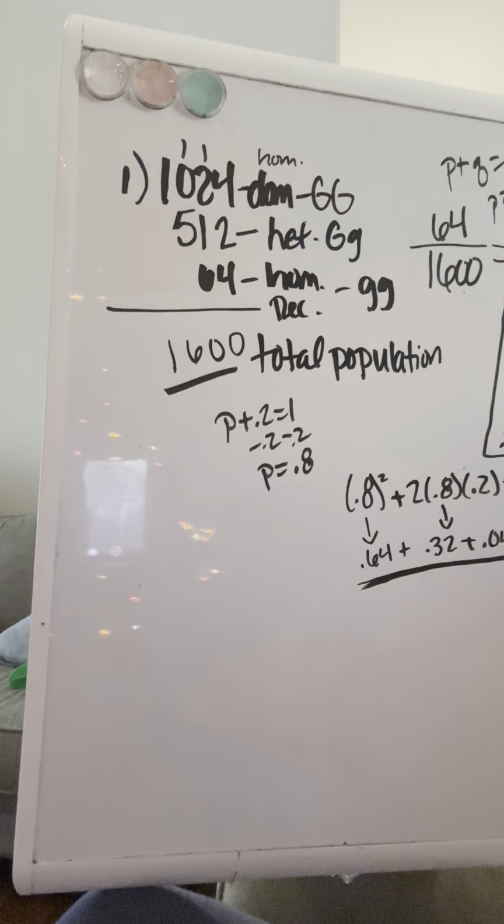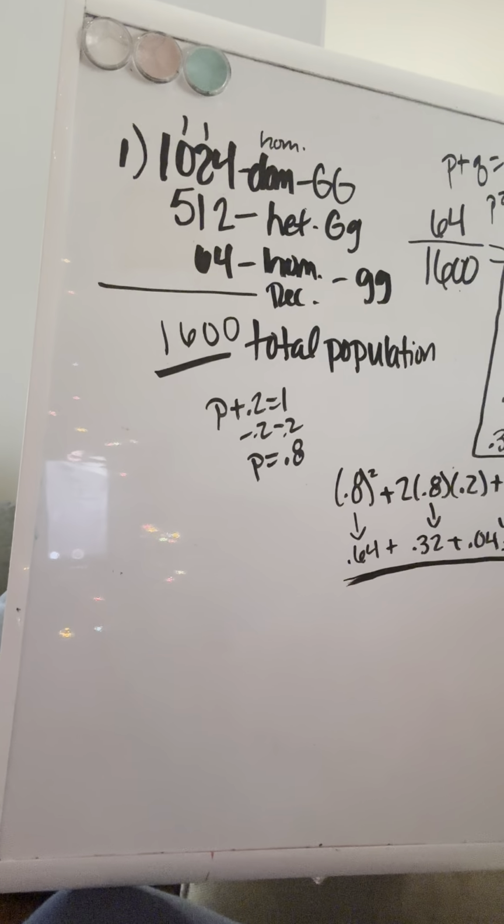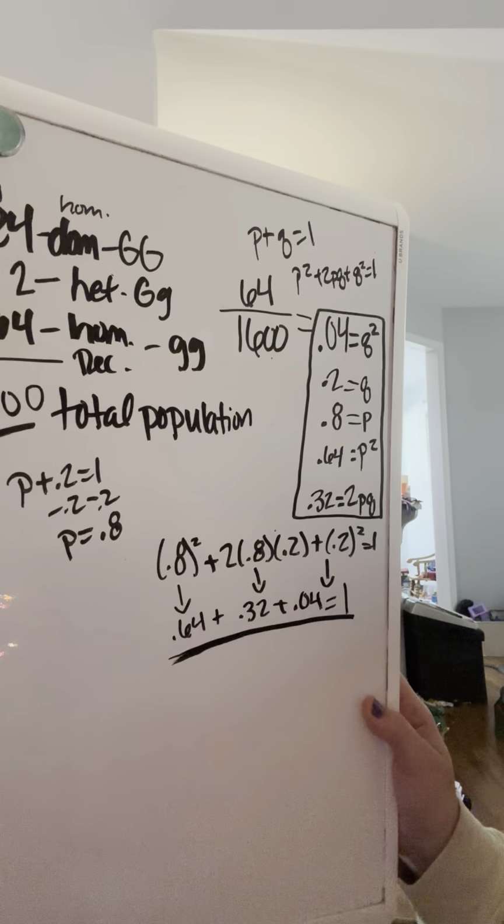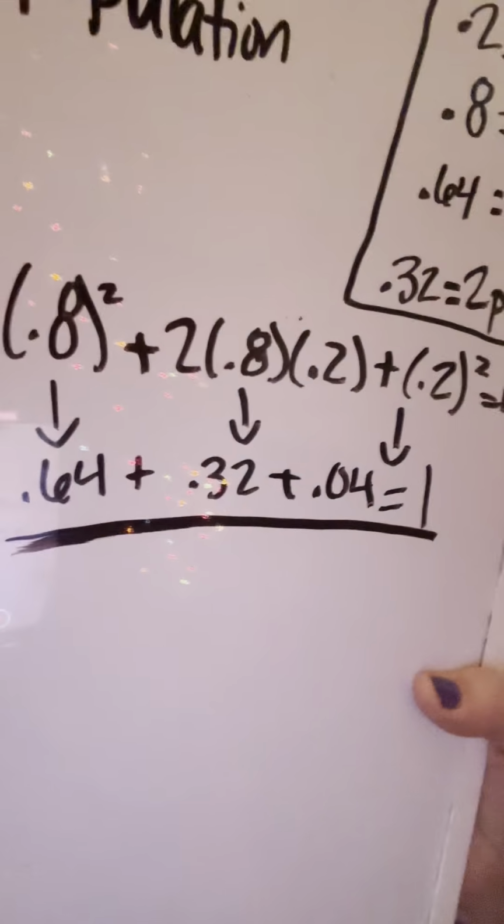So 1,024 plus 512 plus 64 equals 1,600. All right, so 64 over 1,600 equals 0.04. So then what we do is we square root 0.04 to get q, because q squared is 0.04. So therefore we square root both sides, and q is equal to 0.2. So then you take 0.2 and plug it into p plus q equals 1 to find p. Okay? So 1 minus 0.2 is 0.8. So p is 0.8.